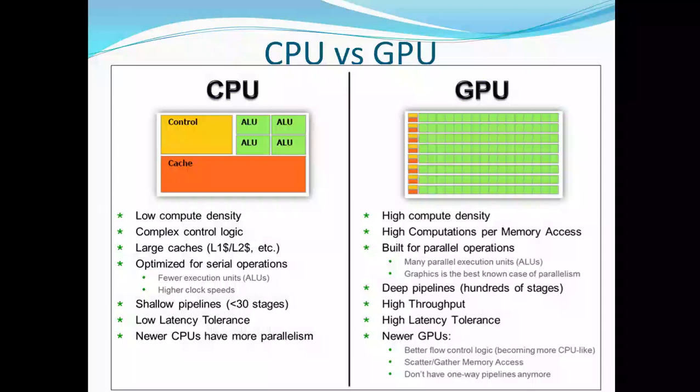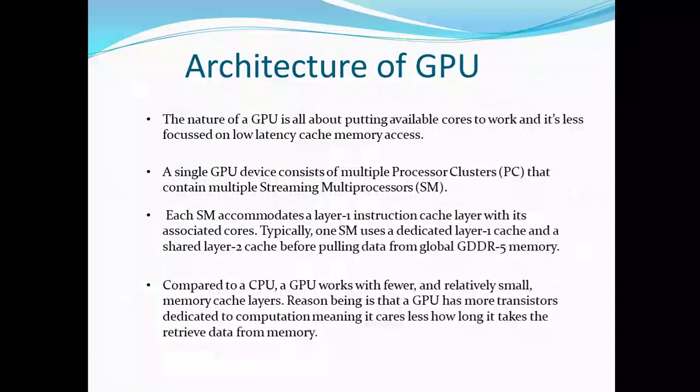CPU has shallow pipelines, less than 30 stages, whereas GPU has high throughput. CPU has low latency tolerance, whereas GPU has high latency tolerance. Newer CPUs have more parallelism, whereas newer GPUs have better flow control logic and scatter-gather memory access, and don't have one-way pipelines anymore.